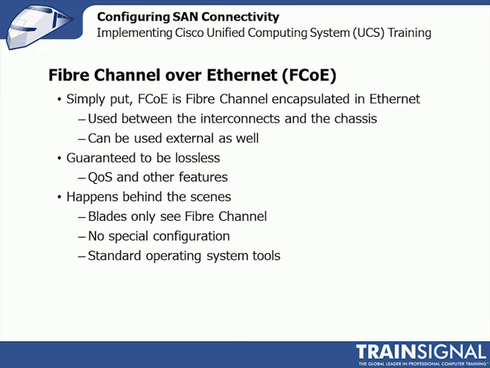As an example, if I install VMware onto one of the blades with, say, a CNA card or one of the VICs, he doesn't see a bunch of Fiber Channel over Ethernet stuff. He just sees HBAs, and anyone who's managed VMware servers or Windows servers with HBAs and Fiber Channel will feel right at home.